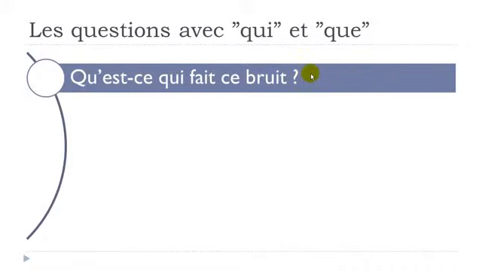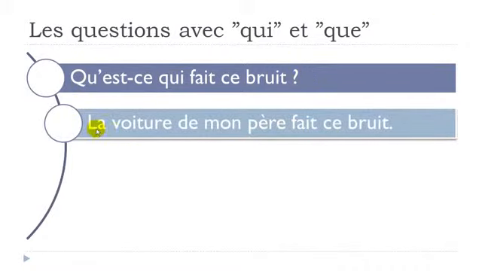Qu'est-ce qui fait ce bruit? And the answer would be la voiture de mon père fait ce bruit. Okay? My father's car. Okay? La voiture de mon père. So if you translate it directly, it's the car of my father. And then you've got the verb. Okay? But then this long thing is the subject. La voiture de mon père fait ce bruit. Okay? So that's the reason why first we had this que, because it's a thing, it's not a person. Okay? And then qui here, because it's the subject of the verb faire.